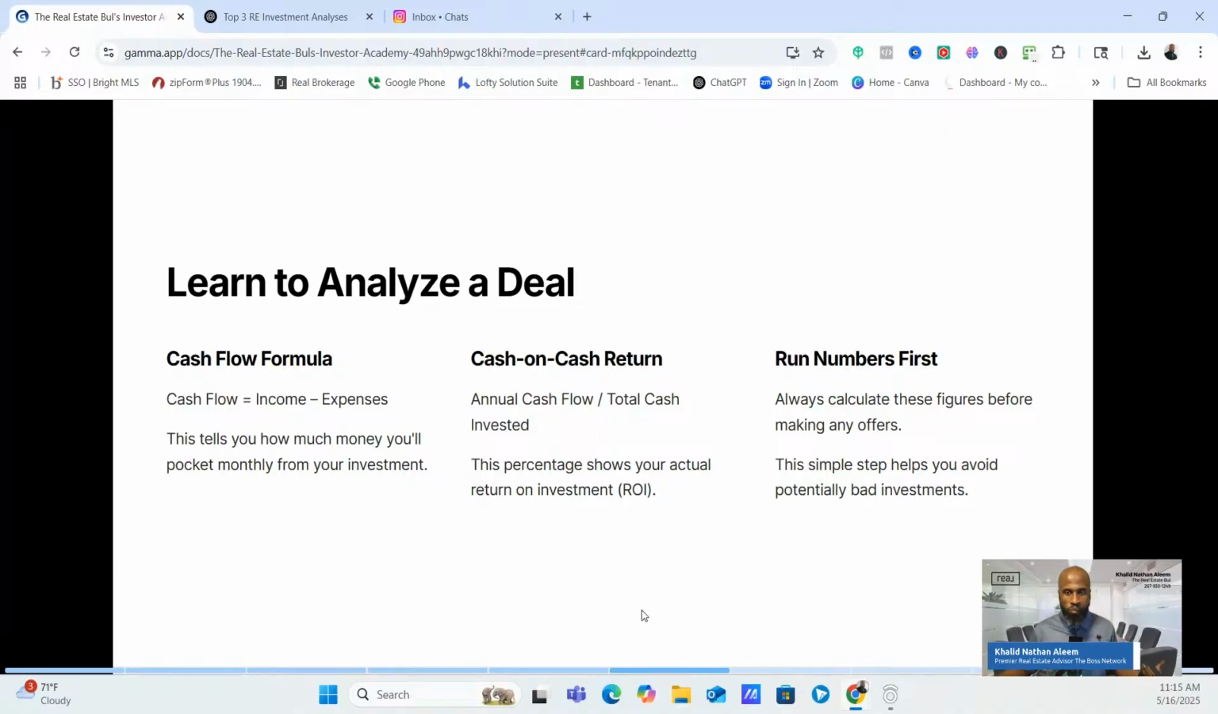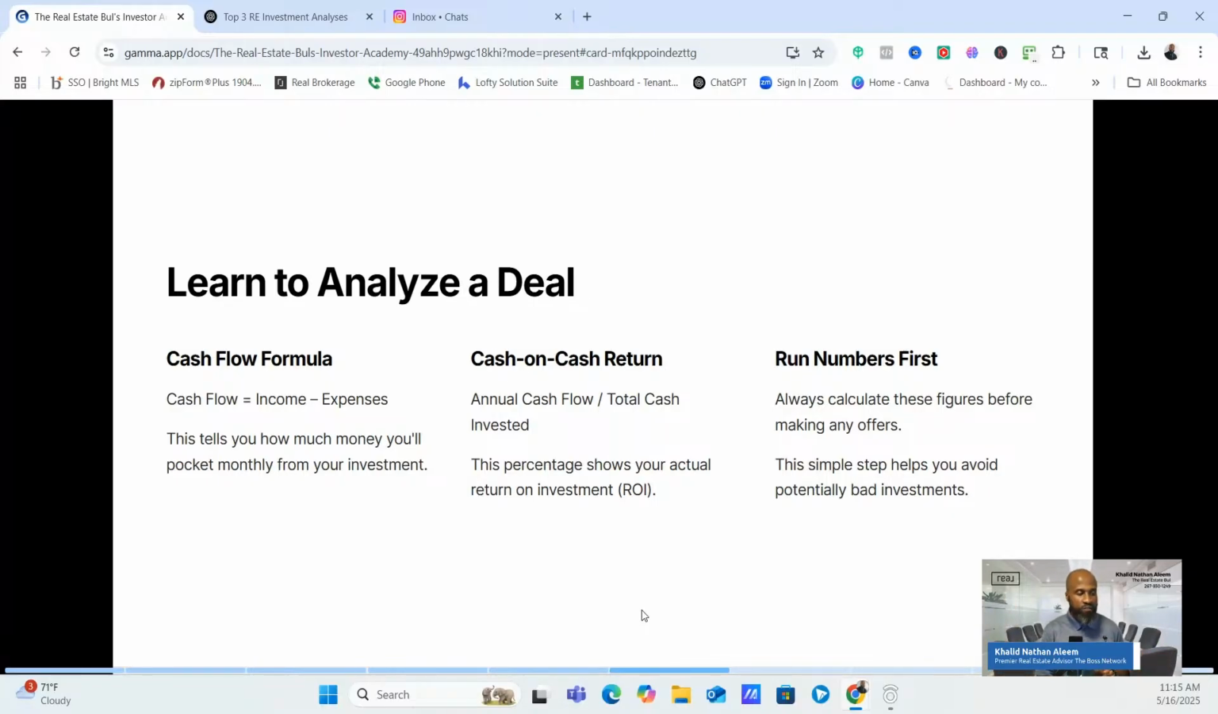Now, this cash flow formula is tricky. It's super tricky, but it's probably the most basic, because if it doesn't cash flow, what are you doing? Now you could be buying something for appreciation because you're looking to flip it. But if you're looking to buy and hold, it needs to cash flow on day one. At least that.